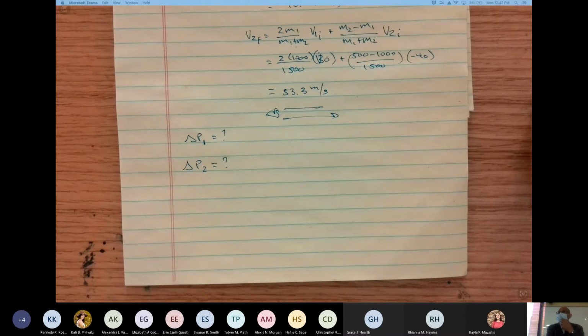For the final velocity of the second one, I got 26.7. Anyone else got that? I had that, but I made a mistake when I did the 500 minus 1,000. This should be negative. So you got negative times negative.